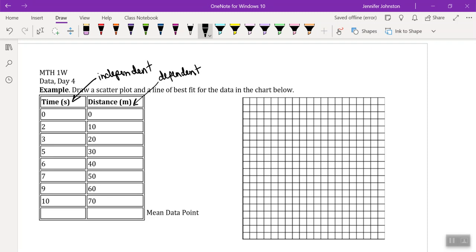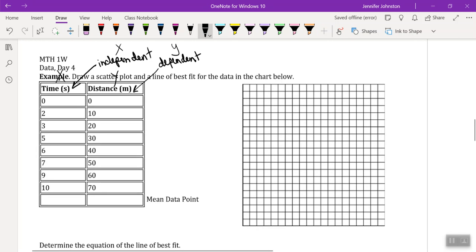Now, knowing this, which one's X and which one's Y? What are you thinking, Emma? Yep, time's independent and distance is dependent. Our distance here, in this column, is always our y and this first column is always our x.